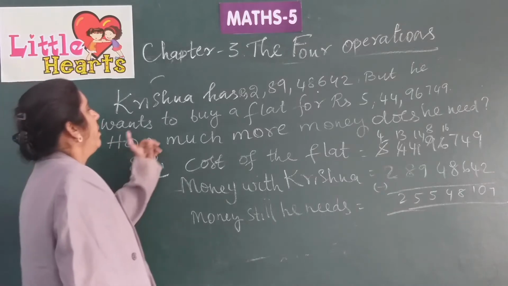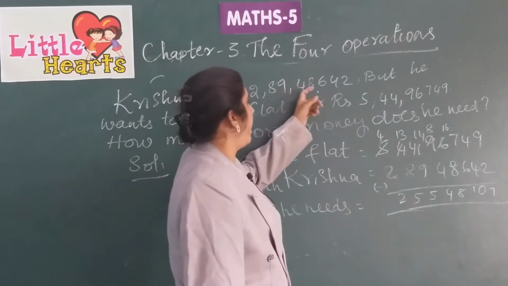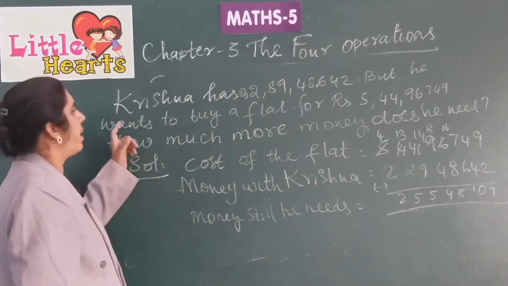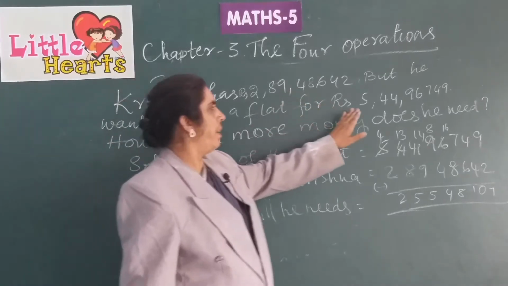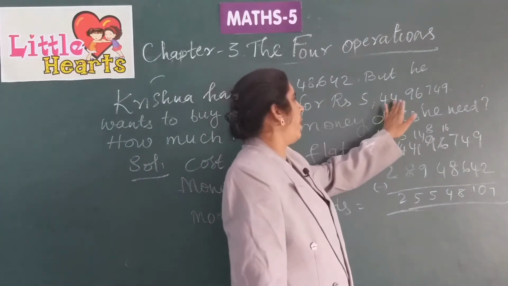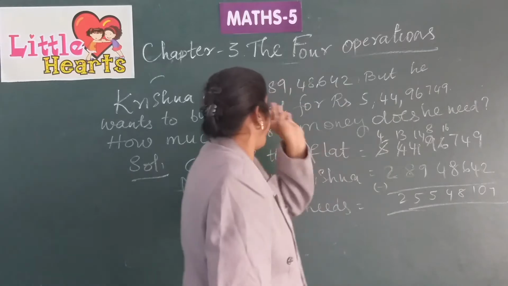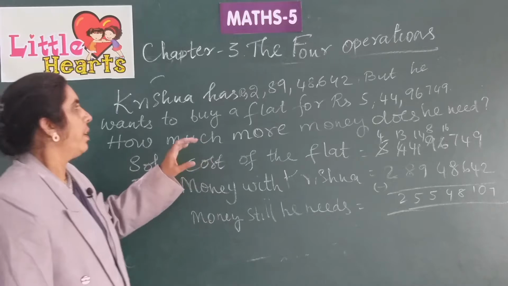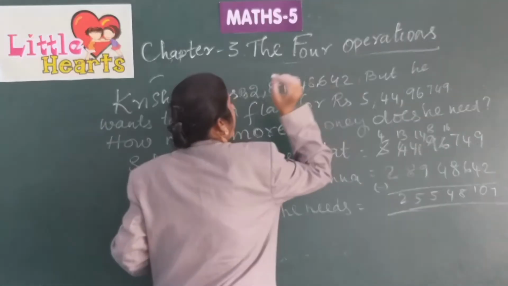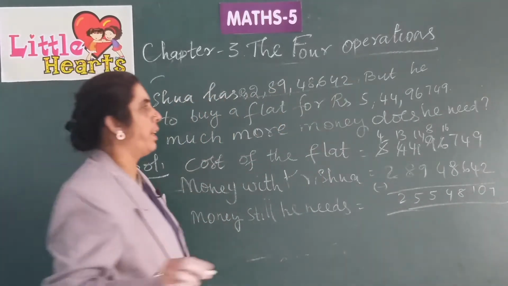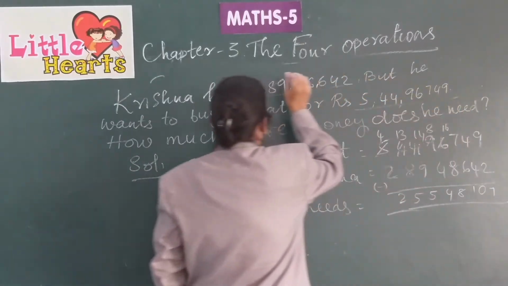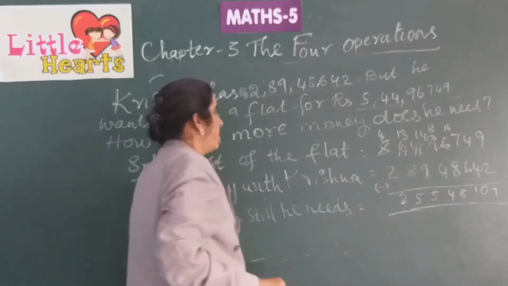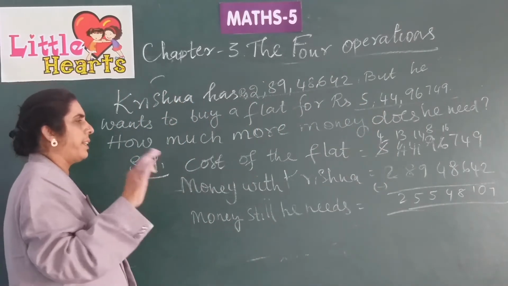Krishna has rupees 2 crores 89 lakhs 48,642, but he wants to buy a flat for rupees 5 crores 44 lakhs 96,749. How much more money does he need? So Krishna has this amount, but the cost of the flat he wanted to buy is this. He has 2 crores and he wanted to buy a flat of 5 crores. But how much more money does he need?